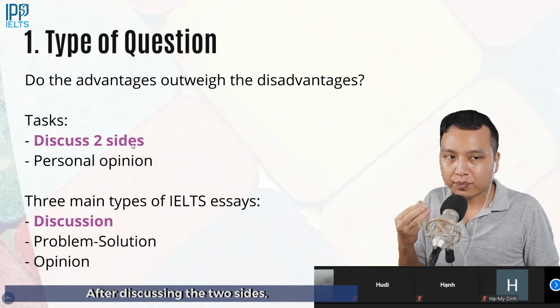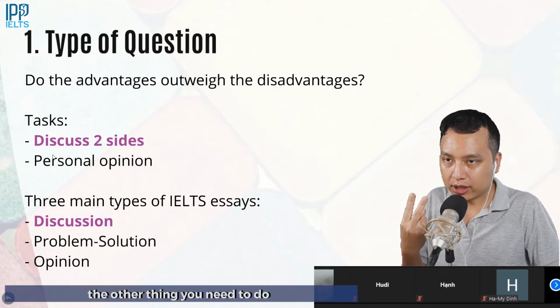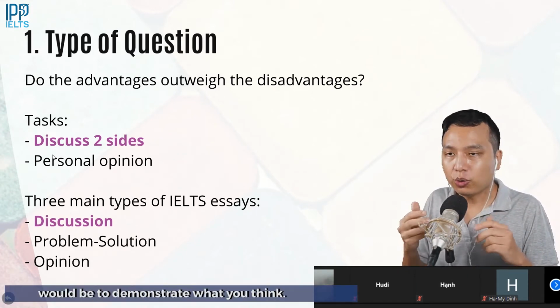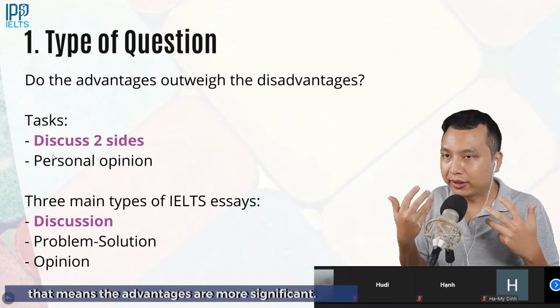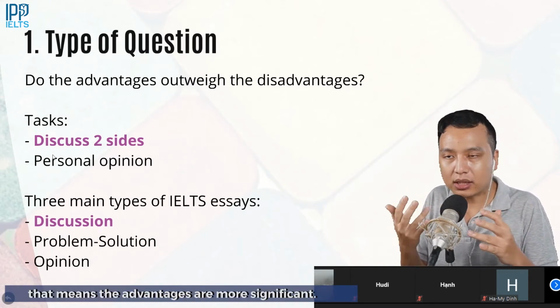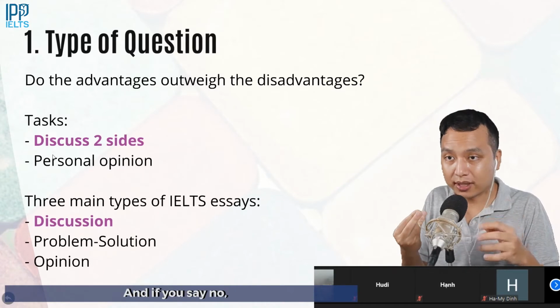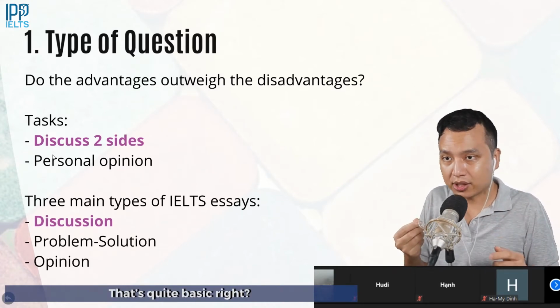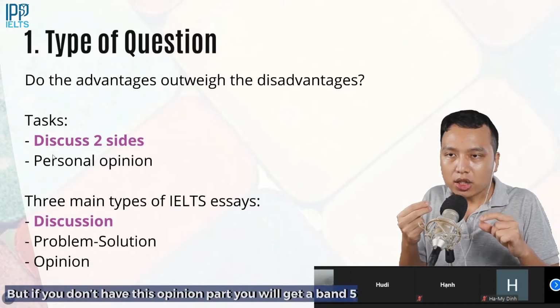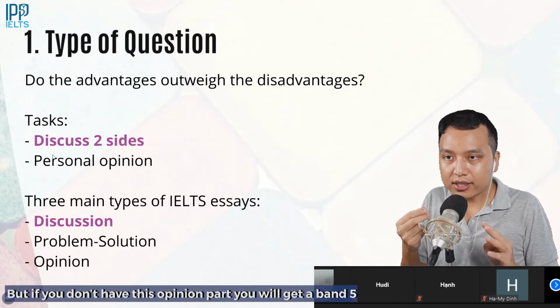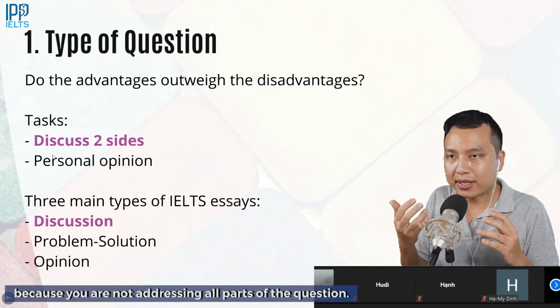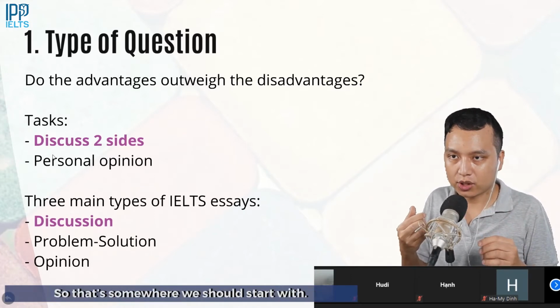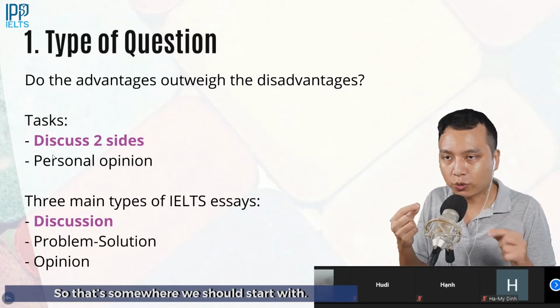After discussing the 2 sides, the other thing you need to do would be to demonstrate what you think. If you say yes, that means the advantages are more significant. And if you say no, then the disadvantages are more significant. That's quite basic, right? But if you don't have this opinion part, you will get a band 5 because you are not addressing all parts of the question. So that's somewhere we should start with.